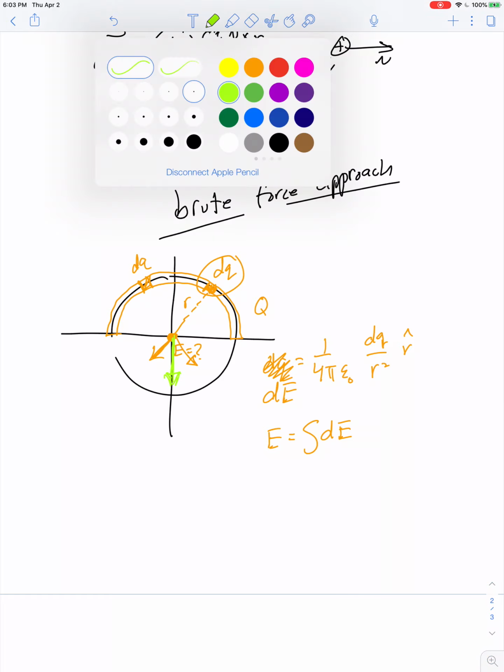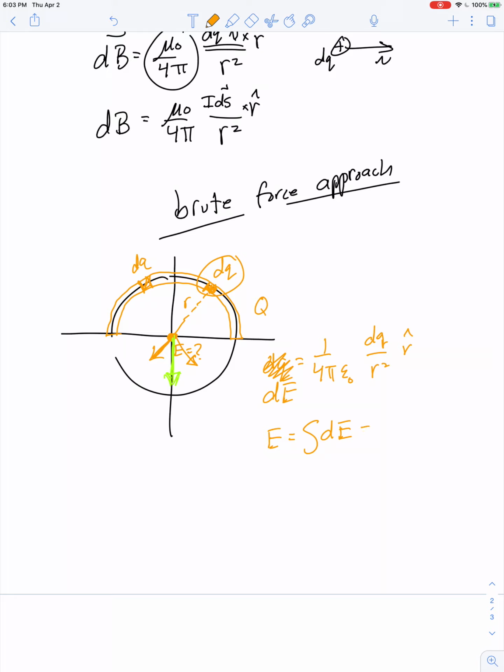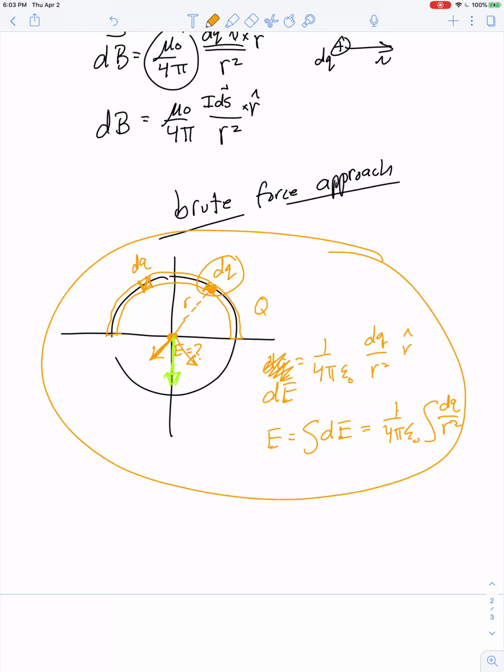So to sum everything up, we're going to take 1 over 4 pi epsilon naught times the integral of dq over r squared, right? So that's what we call the brute force approach. Now, there's another approach known as Gauss's law. But there's no way that we could use Gauss's law with a problem like this because there's no Gaussian surface that we can draw that would make Gauss's law an easier approach than the brute force method.